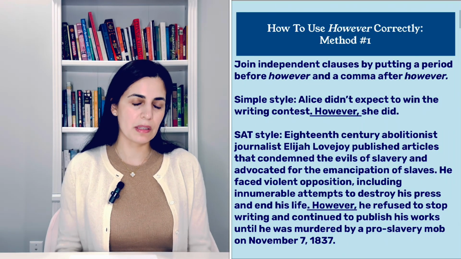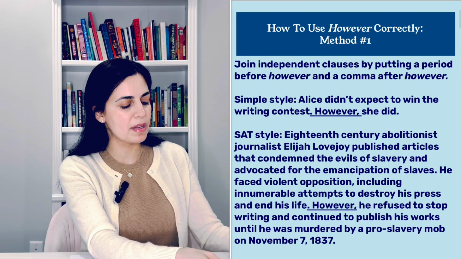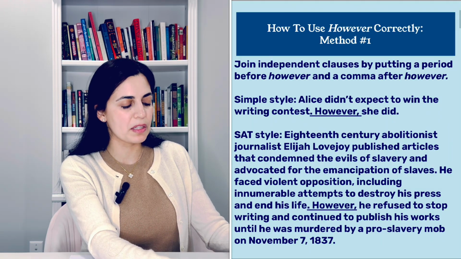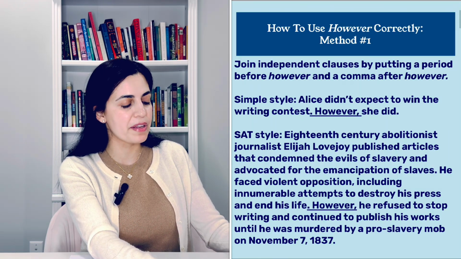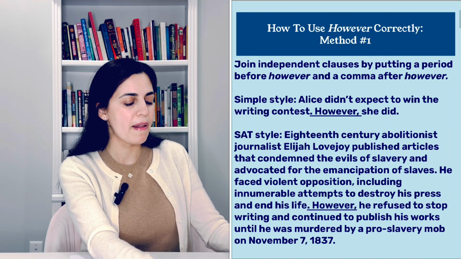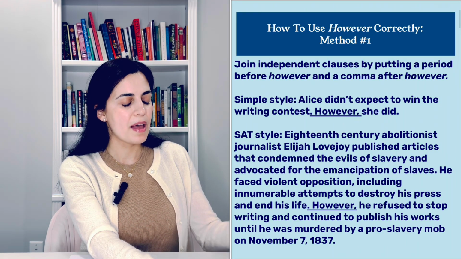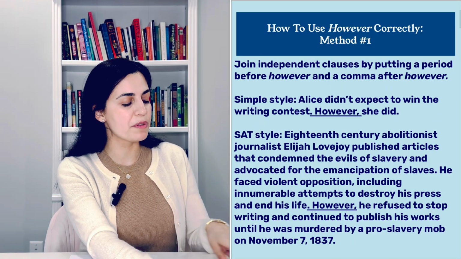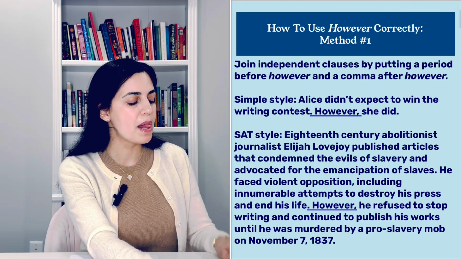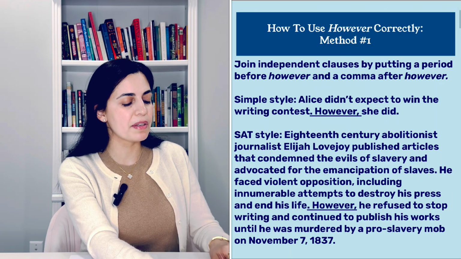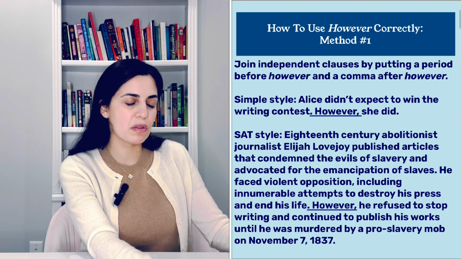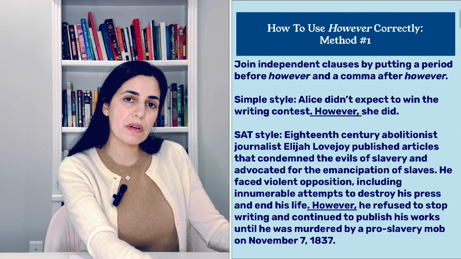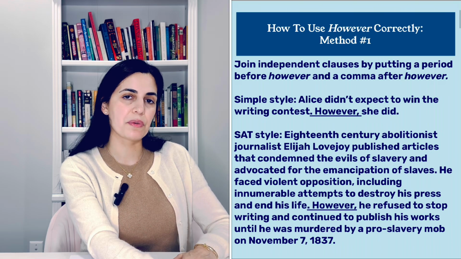So taking a look at this sentence again, as you can see, there is one independent clause right before the word however. He faced violent opposition, including innumerable attempts to destroy his press and end his life. And then the second clause, the one immediately afterwards, he refused to stop writing and continued to publish his works until he was murdered by a pro-slavery mob on November 7th, 1837. We can join these two clauses together by putting a period before however, and then a comma afterwards.